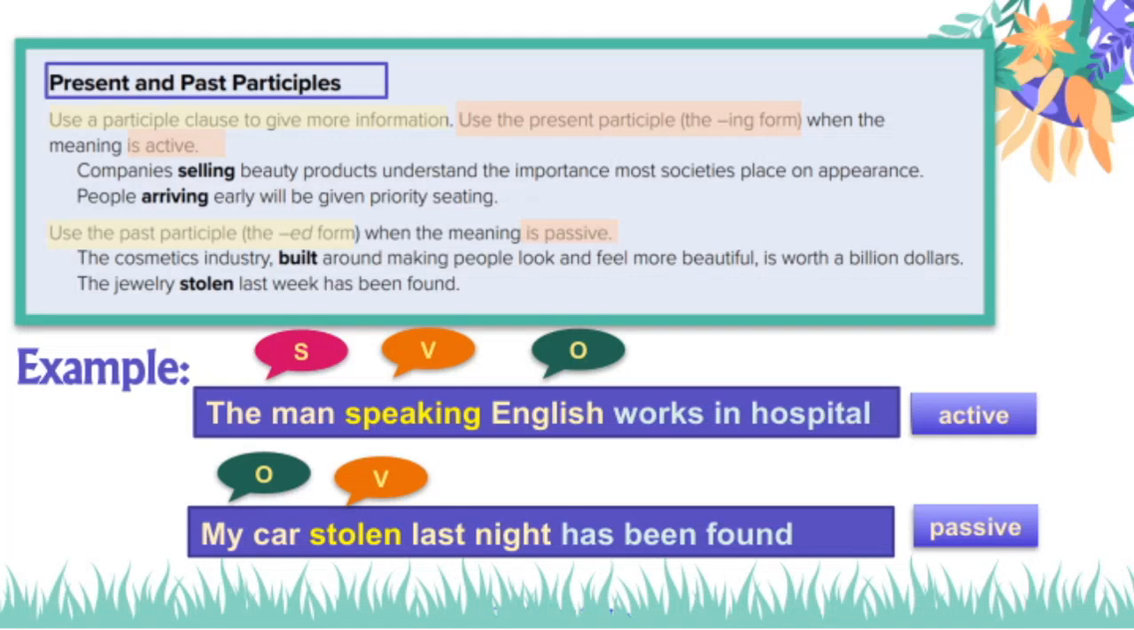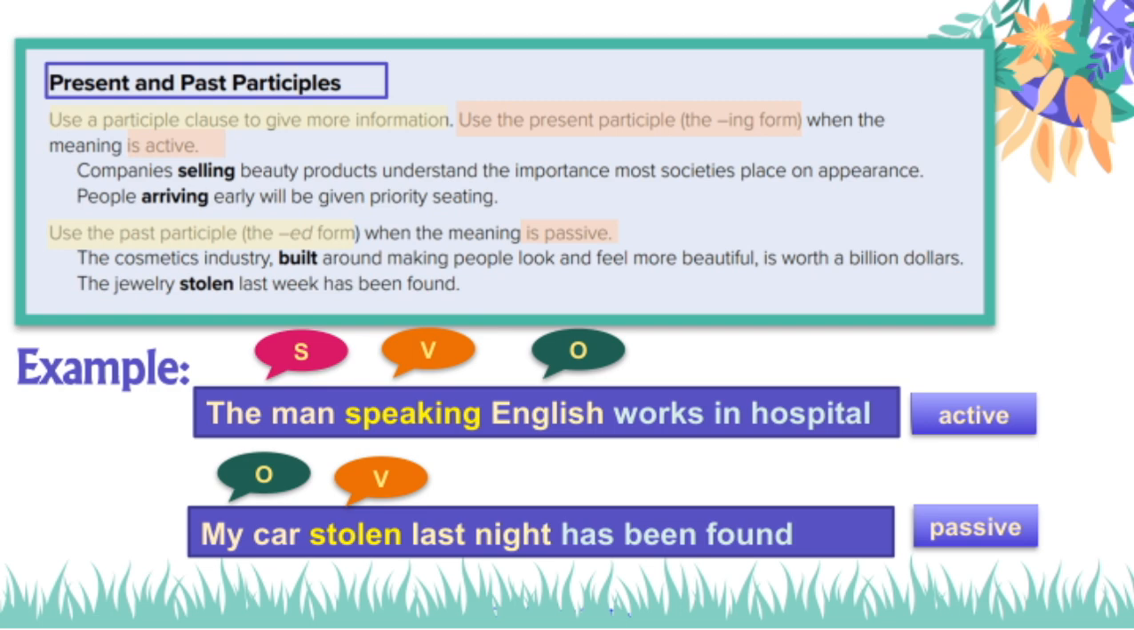Let's look at some examples of passive and active voice. In the first example, "My car stolen last night has been found." We see the passive voice. Here, the focus is on the car and the action is being done to it. The subject receives the action, which is typical of passive constructions.